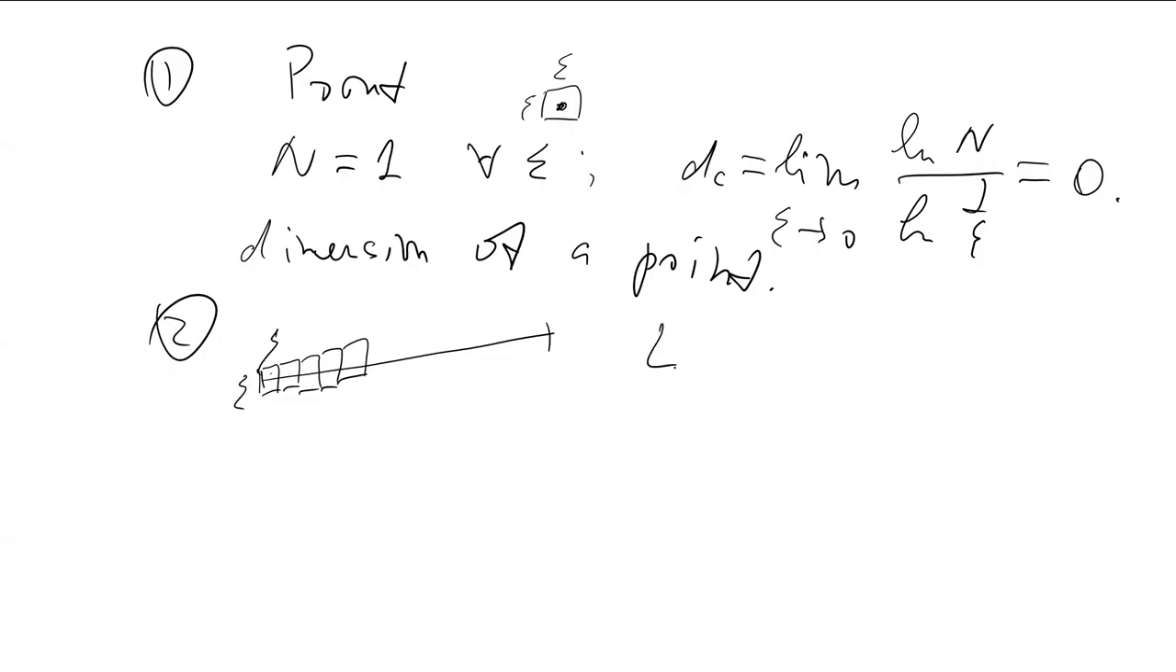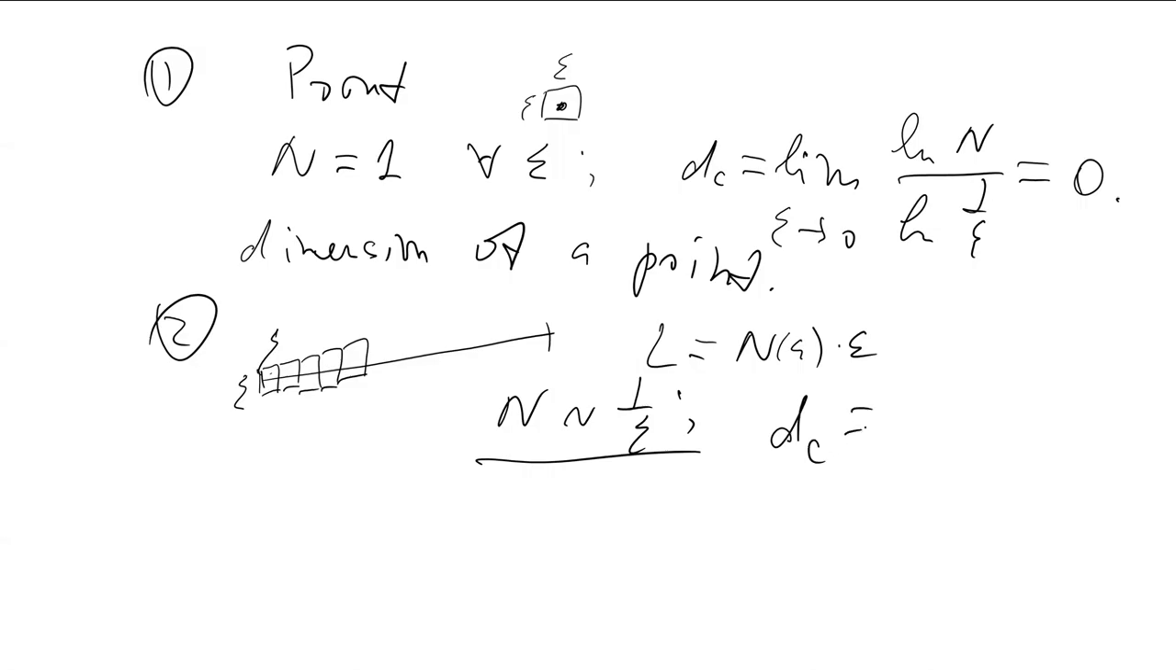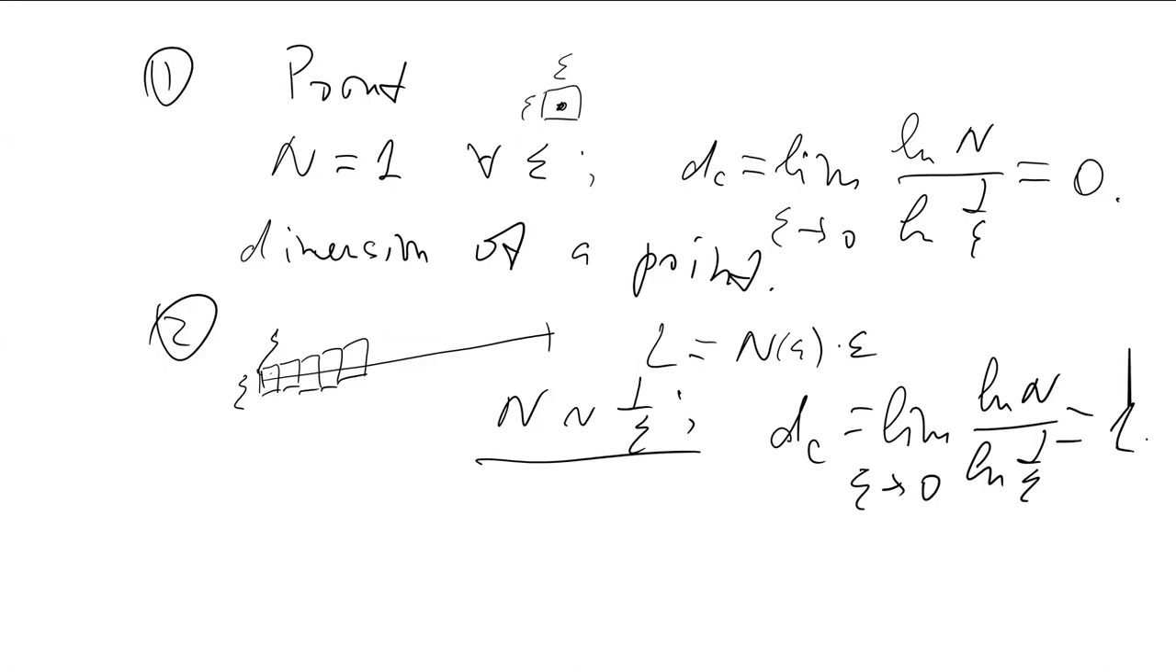So then length, what we can see is that length is n times epsilon, and we can see that n is proportional to 1 over epsilon. And therefore, dc will be equal to 1. We can check it. Limit of logarithm of n over logarithm of 1 over epsilon, when epsilon tends to 0, this equals 1. And for the third case, it is the same.